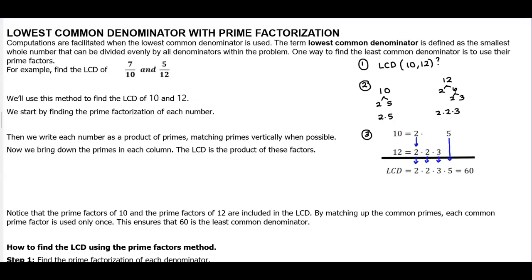Now the LCD is the product of these factors. So we would say that the LCD between 10 and 12 is 2 times 2 times 3 times 5, which is 60. Now notice that the prime factors of 10 and the prime factors of 12 are included in the LCD. By matching up the common primes, each common prime factor is used only once. And this ensures that 60 is the least common denominator.